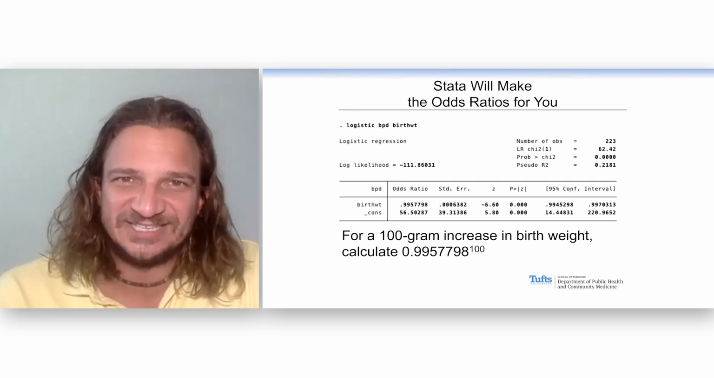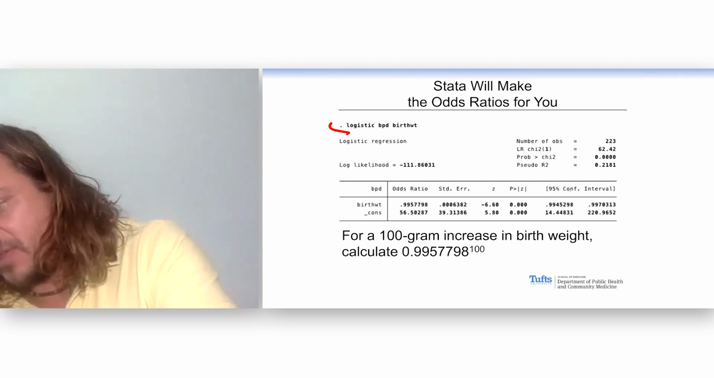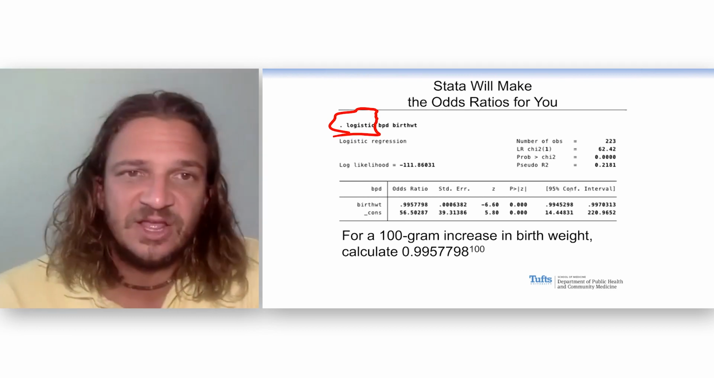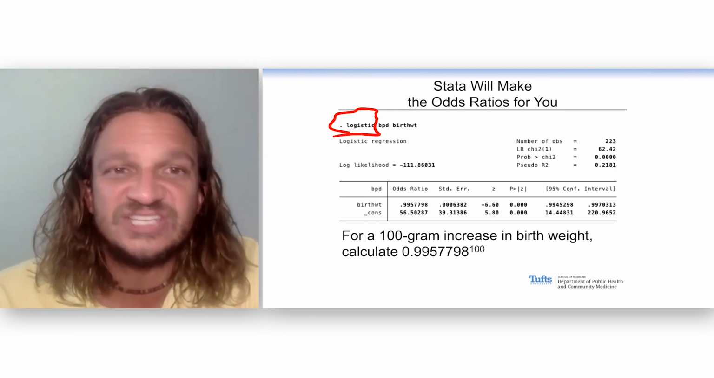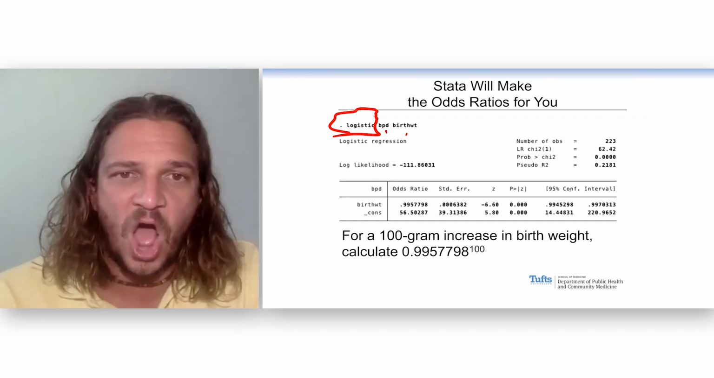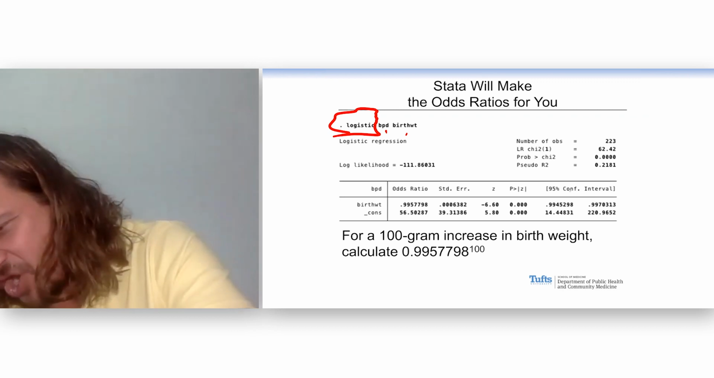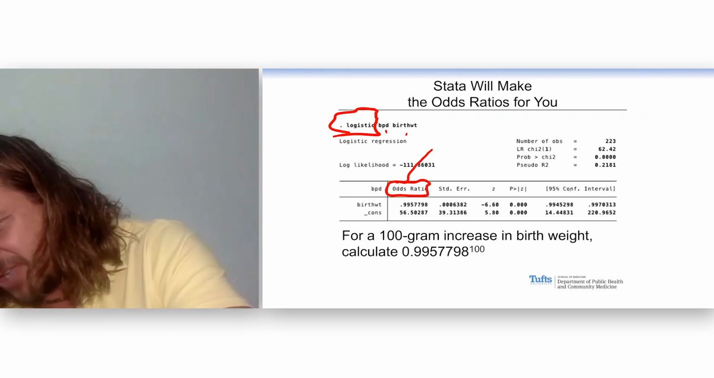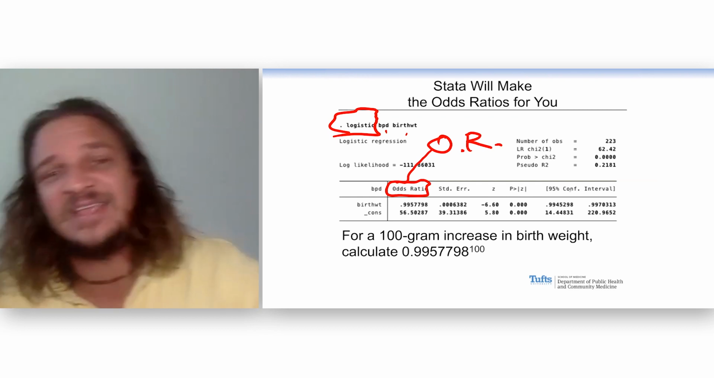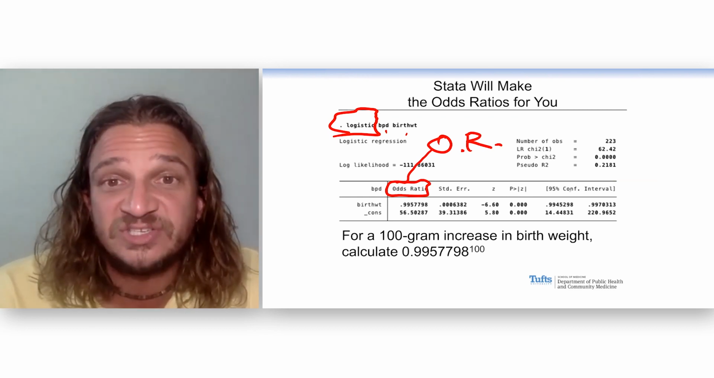Now, the good news is Stata will make the odds ratios for you. Instead of running the command logit, you can run the command logistic. And with logistic, you fit the same model, Y and X. And notice, always double check this, my friends. Notice that here, Stata is explicit: I'm making the odds ratios for you. And there's that odds ratio we saw.